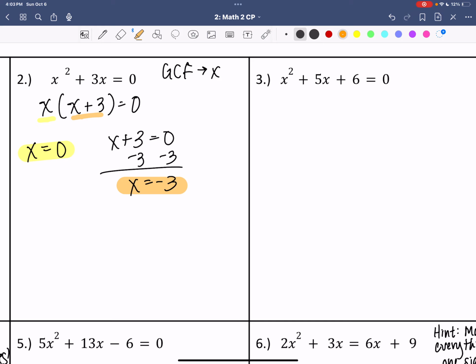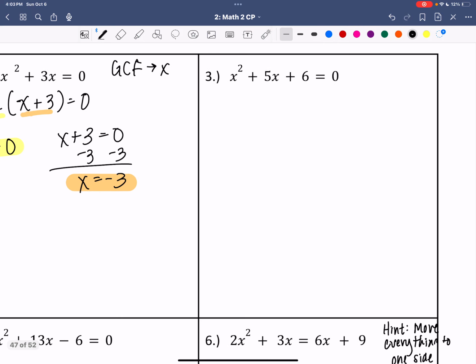All right, for number 3, this one you have to factor first. So factor.